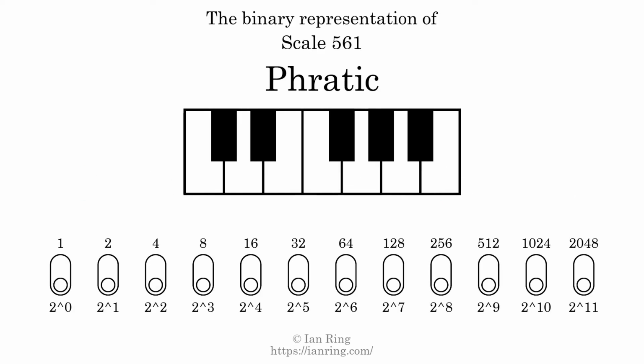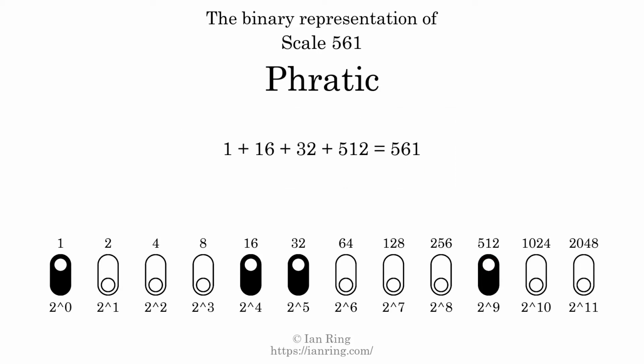The binary representation of this scale is determined by mapping tones of the scale to binary digits. Each binary digit represents a power of 2. To get the scale number, we add the powers of 2 together. The powers of 2 that are present in the scale, all added together, equals 561. That is why the scale number, in decimal, is 561.